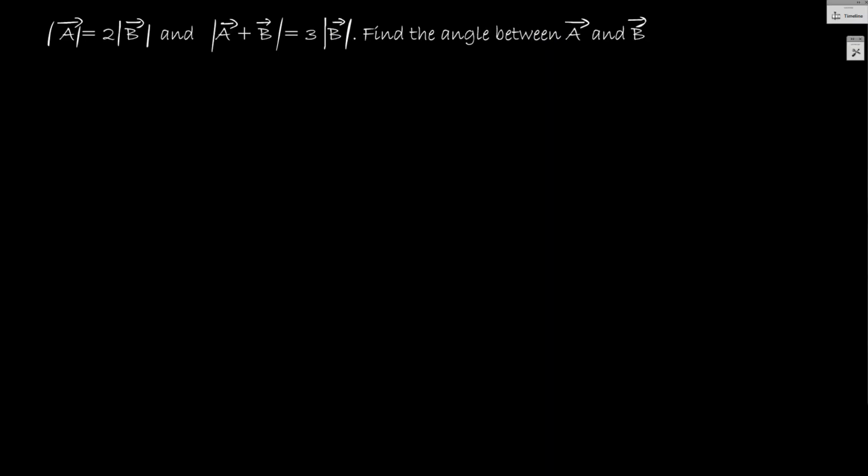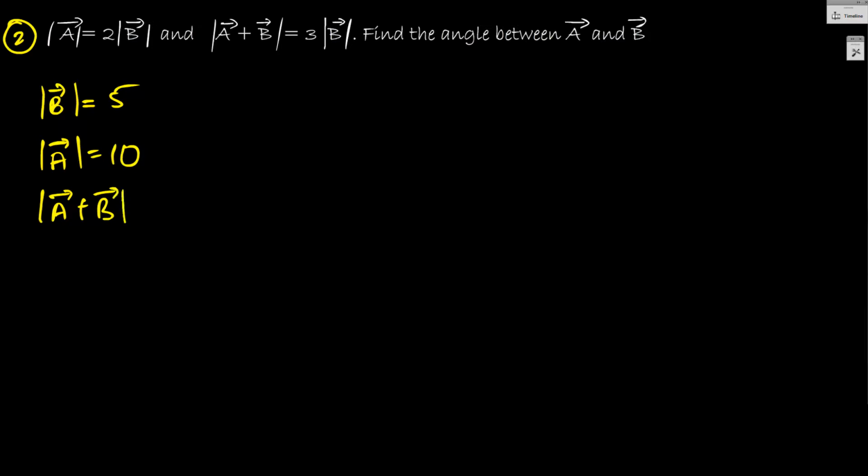Okay, so let's do this. Problem number 2. Since values are given in terms of vector B, what we will do now is we'll assume vector B is, let's say it's something like 5. Then vector A becomes 10. And vector A plus B becomes, in that case, 3 times 5. That is 15.